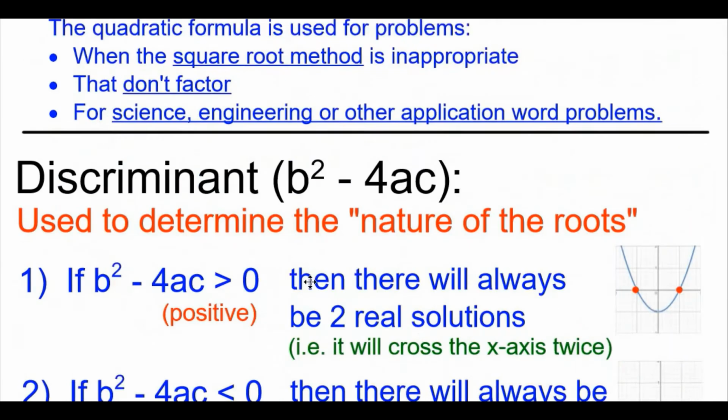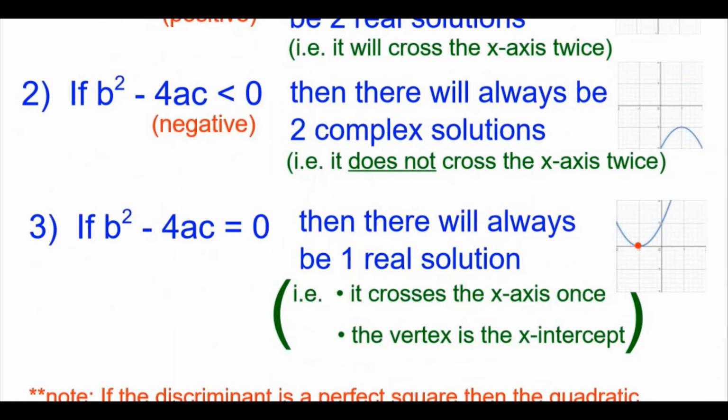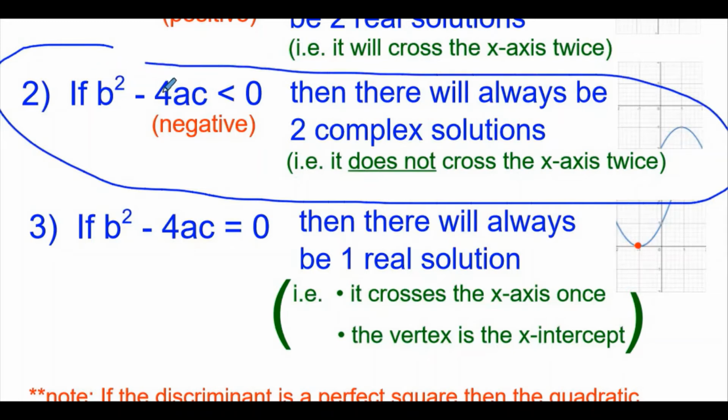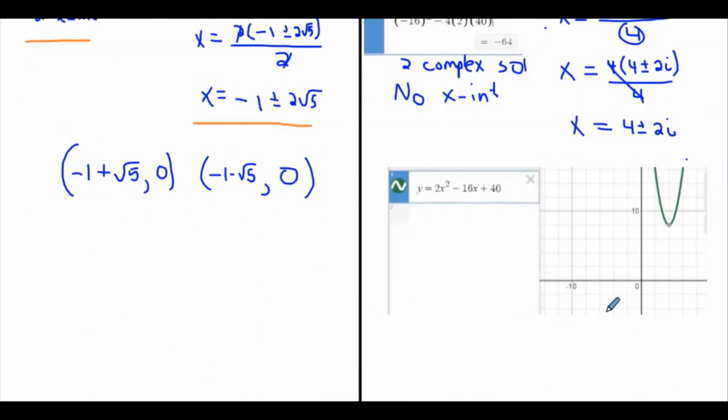I'm going to go back and look at these notes right here. That's exactly this example. So that's exactly this, right? We had a negative discriminant. There are two complex solutions. It did not cross the x-axis. Now in this example, as I mentioned earlier, it's going up rather than down, but it's the same exact situation.